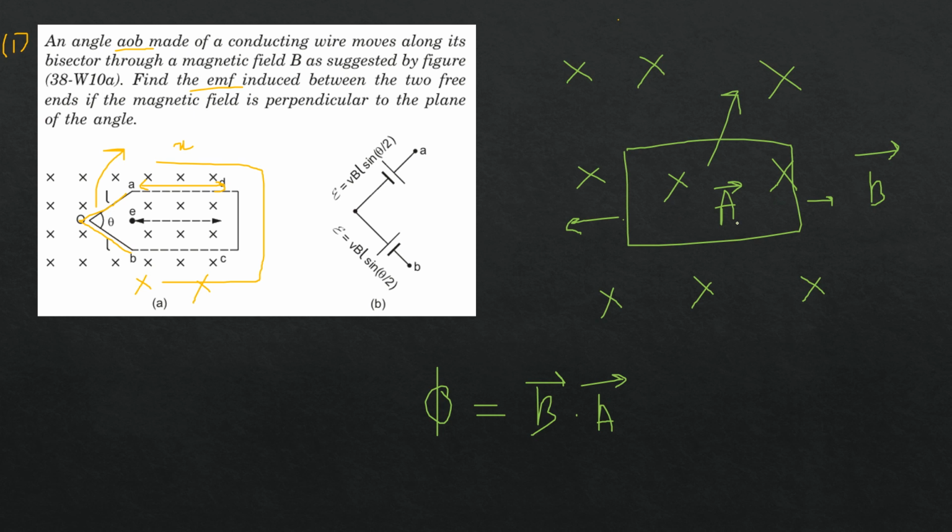A stationary coil won't produce EMF. Why? Because EMF is produced only when there is a change in magnetic flux. E is equal to minus del phi by del t. Only then will EMF be produced, when there is a change in magnetic flux through the coil.